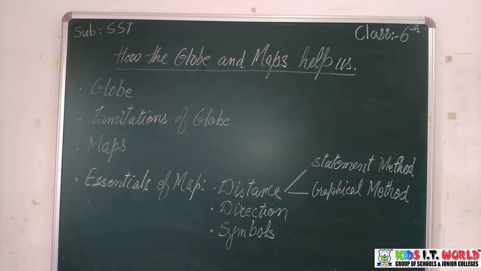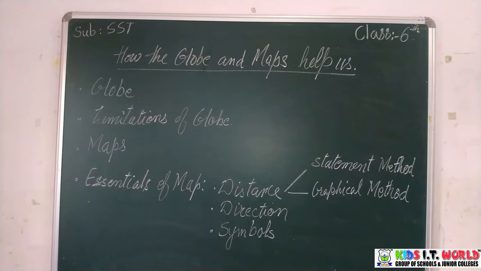So what does statement method mean? In this method, the distance between 2 points on the ground and the same distance on the map is shown by a statement. Statement, you write something. For example, say you stay in a city and the school is 10 kilometers away from your home. You'll have to write a statement which will clearly give you how long the distance is.